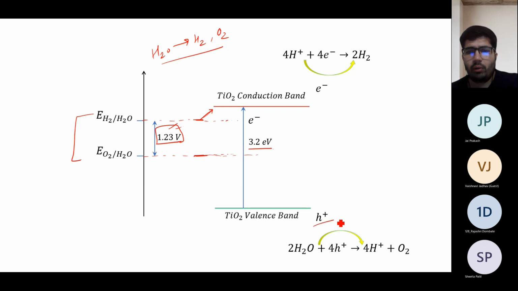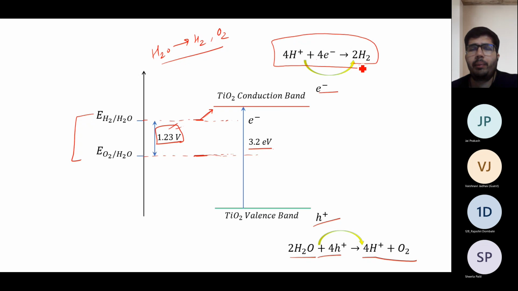Okay, so here holes (H+) and electrons, so the reactions can happen. The 2H2O will react with the 4 holes and will generate 4H+ plus O2, and this 4H+ will go to the other side and react with the 4 electrons and convert to 2H2. This can happen. The main thing is these values. So whenever you are selecting a material, you have to check that the valence band and conduction band should be in favor of this 1.23 volt, okay, so that this reaction can happen.